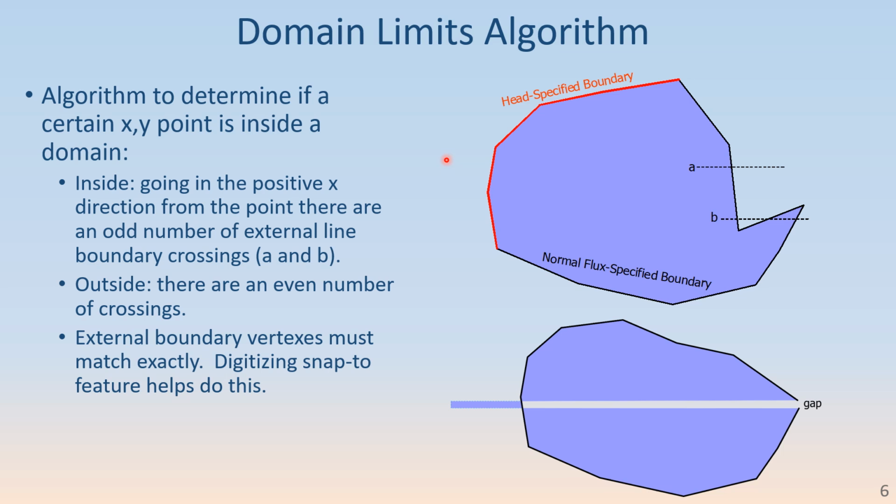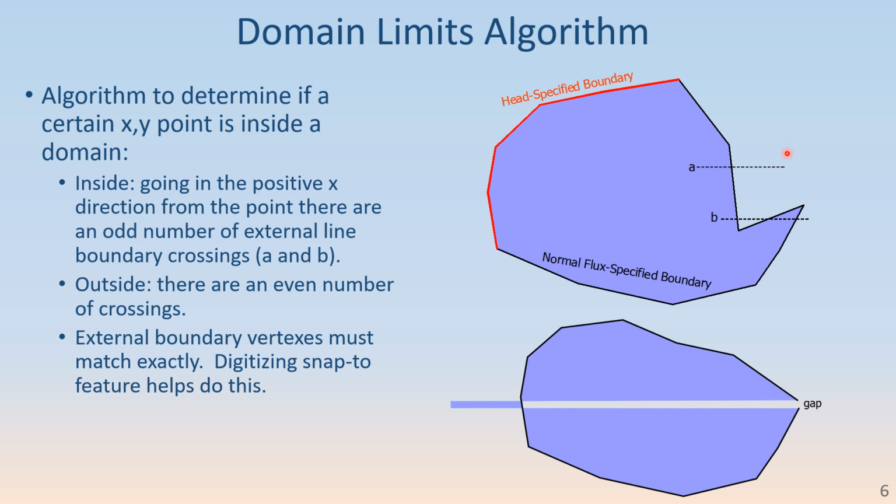Consider a point over here where the cursor is. There are 2 crossings to the right. That's an even number. I'm not inside the domain. Consider a spot here. There are 0 crossings to the right. It's an even number. I'm not in the domain.